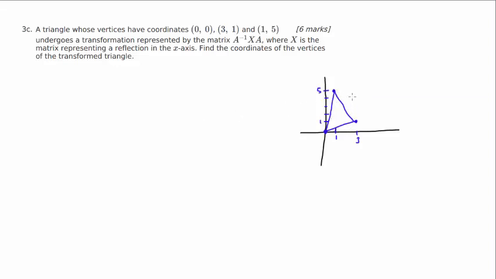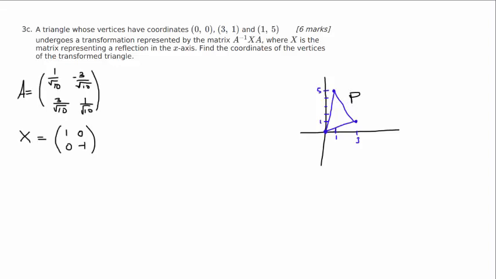For the moment, I'm going to call it triangle P. There's a reason why I want to give that a label. Next, we know from part B, here's our matrix A, and X being a matrix that represents a reflection in the x-axis. Well, in the x-axis, that means, if you think about it, these points here get reflected below, so our y values become opposites.